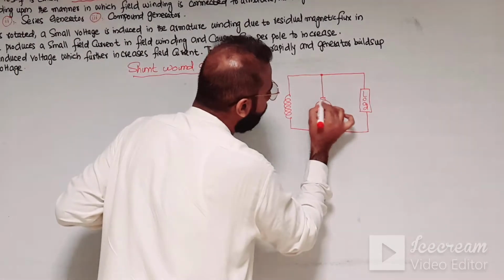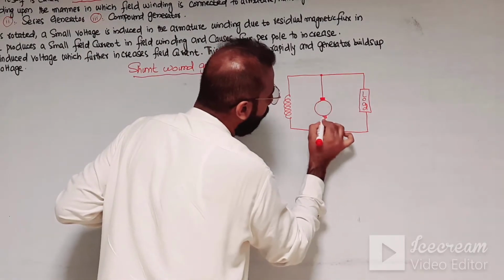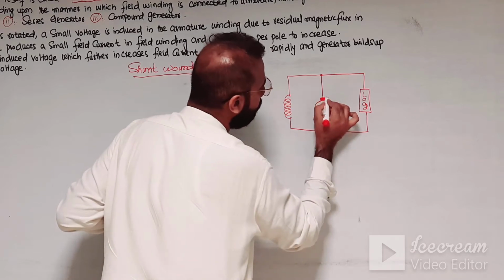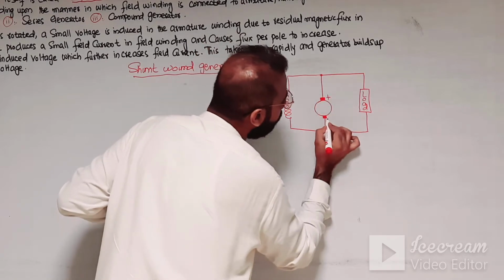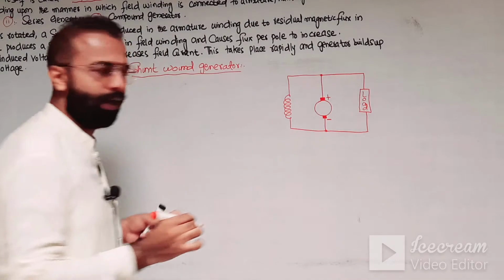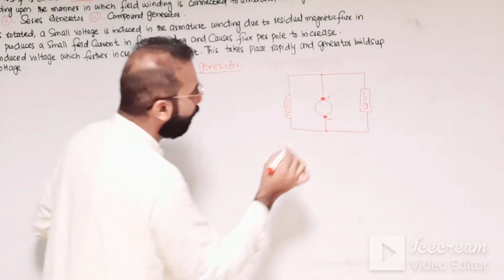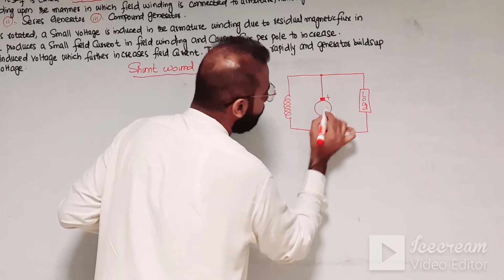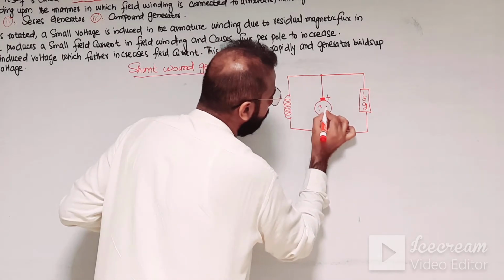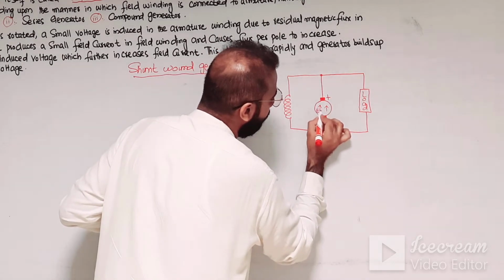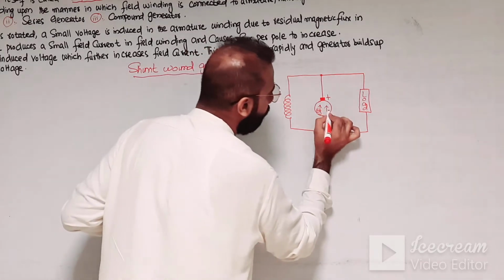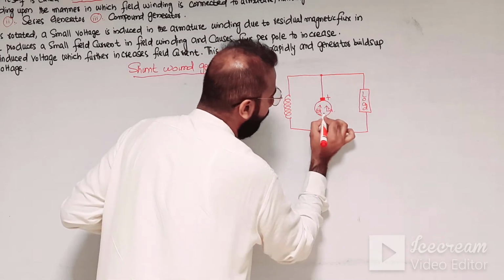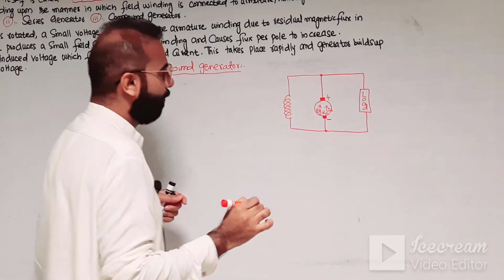Now, these are the carbon brushes placed on the armature winding, armature core, and this is the positive brush, and this is the negative brush. Now, this is the generated EMF which is produced in the armature. This is the current and the resistance of the armature.